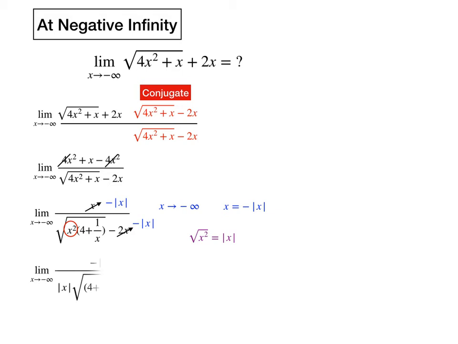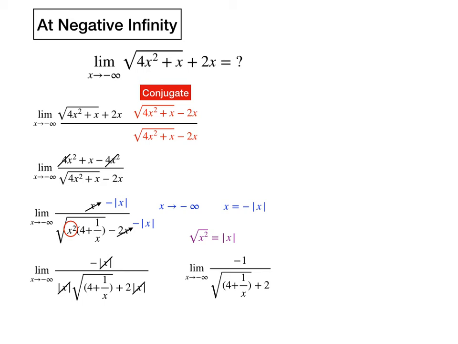Put everything together, and we'll have a slightly new function: negative absolute value of x divided by absolute value of x times the square root of 4 plus 1 over x, plus 2 times absolute value of x. Now we have absolute value of x in every single term, so you can just cancel that term out. That will leave you negative 1 over the square root of 4 plus 1 over x, plus 2.